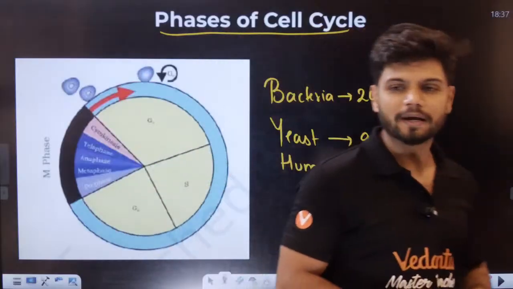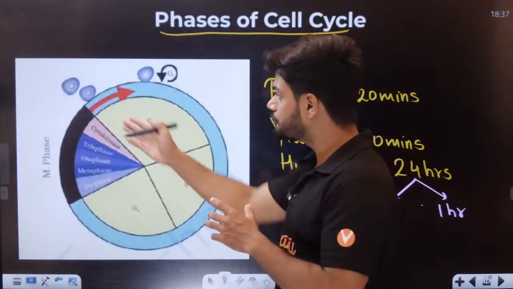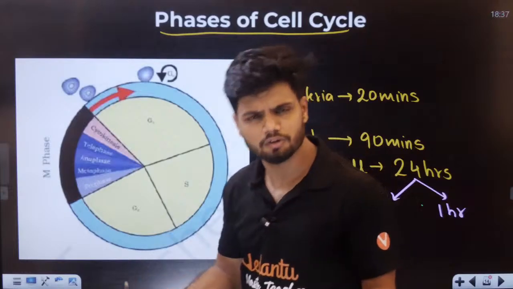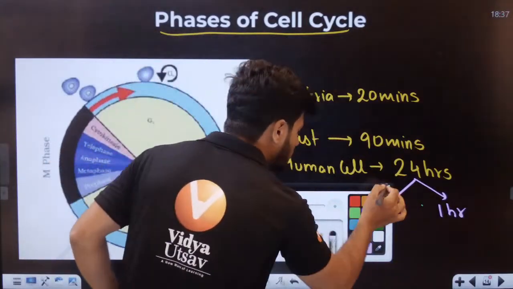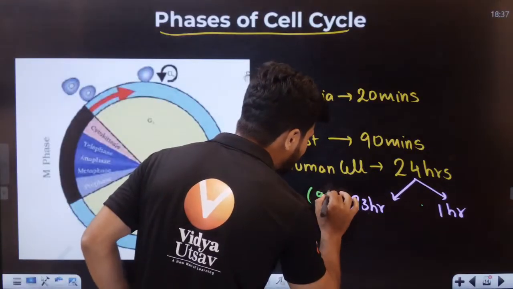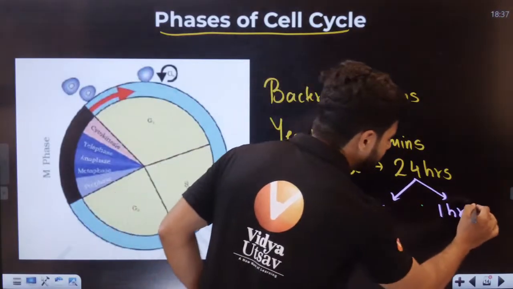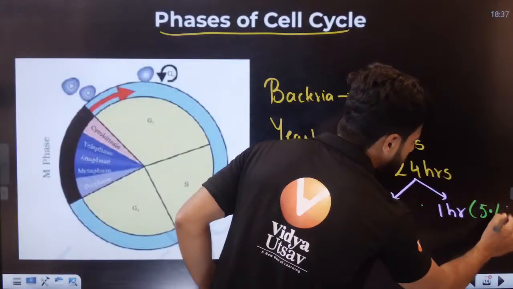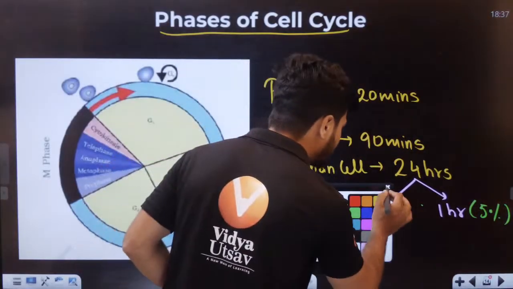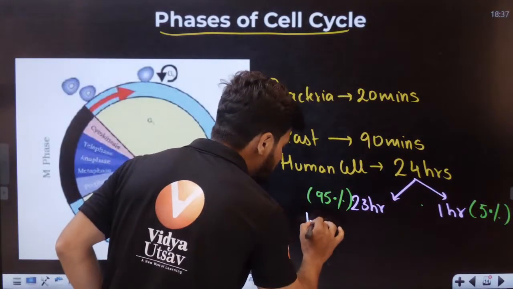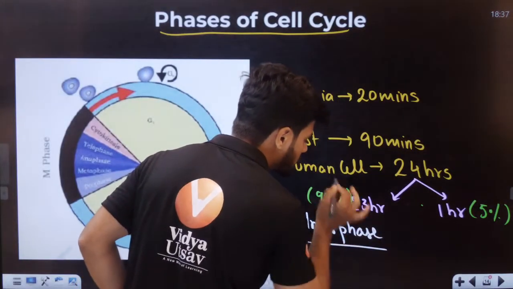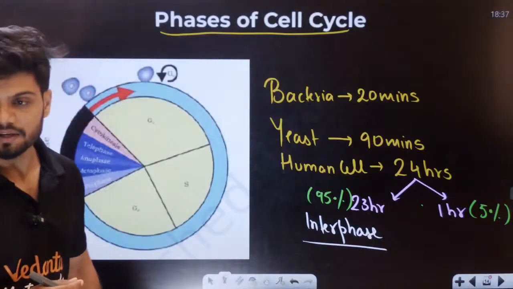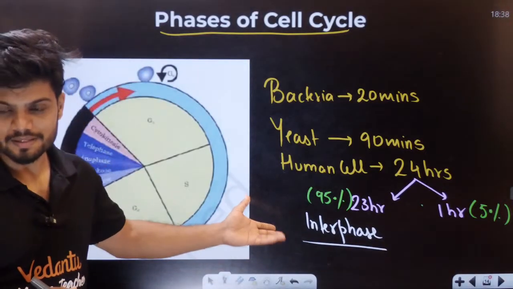In this entire 24 hours, do you think interphase will be long? Obviously, right? Out of this entire 24 hours, 95% of the time is interphase, and here we have 5% of the time. For these 23 hours, a cell will be in interphase. Simply eat, sleep, repeat, students. Eat, sleep, repeat, interphase.